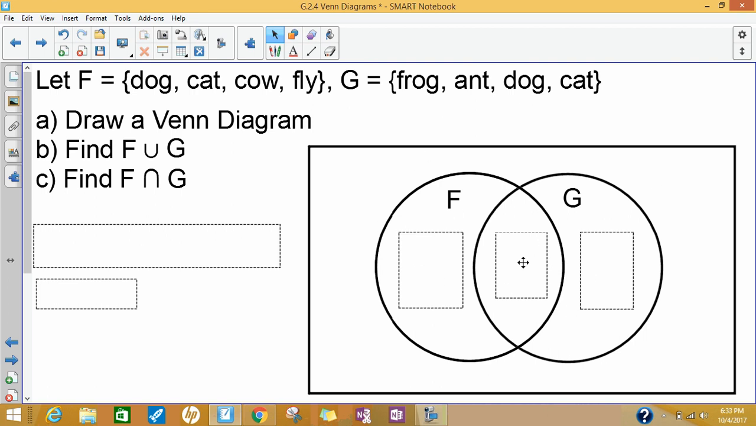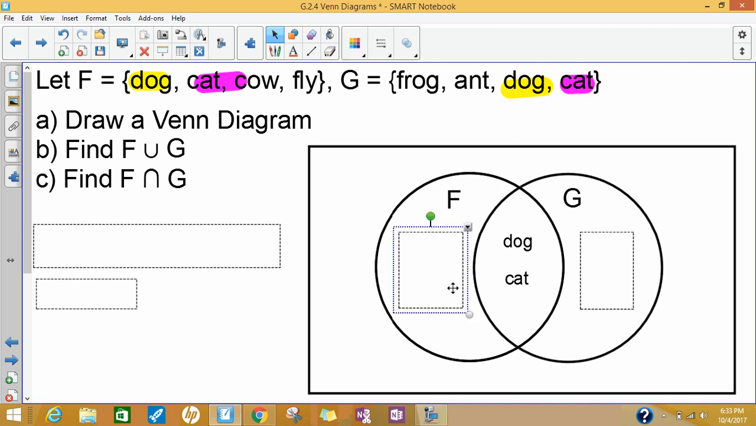And to start labeling what goes on this picture, to make sure I do it right, I'm going to start with this intersection. The thing that both sets have in common. So if I look up here, the things they both have in common are dog and cat. So in the middle where they overlap, I'm going to write dog and cat. They don't have anything else in common, so that means what's left over in F is cow and fly. So on the rest of the circle, I'll write cow and fly. And for G, we have frog and ant left over, so that goes in the rest of that circle.